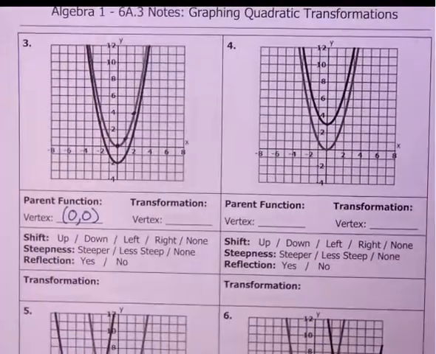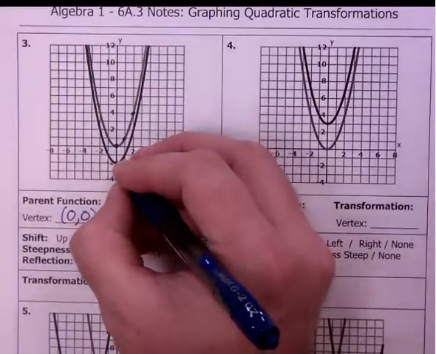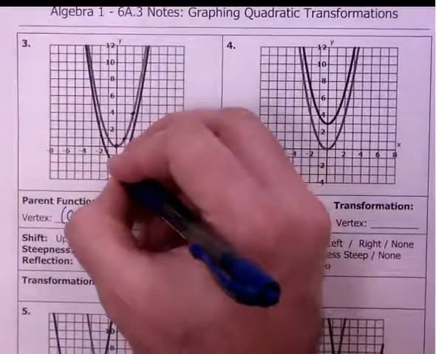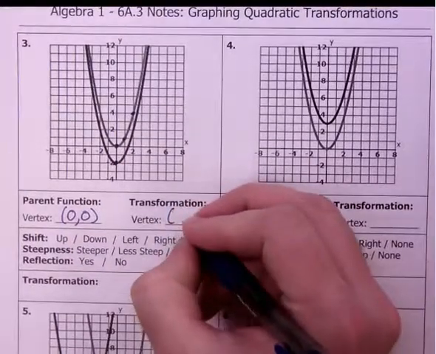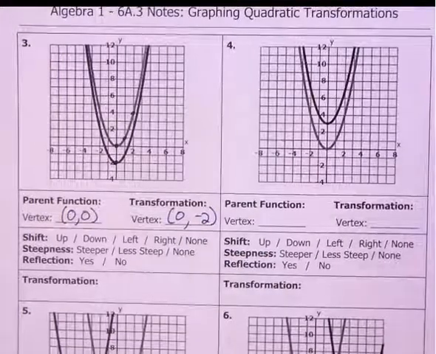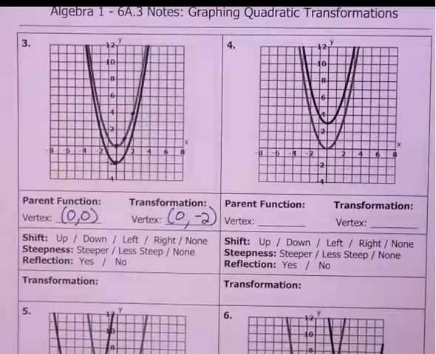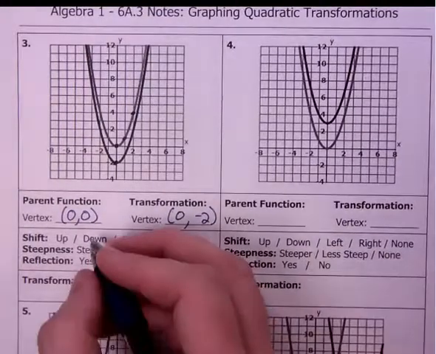Next, what is our new vertex? Well, our new vertex is going to be right there, which is 0, negative 2. Okay? And now we're going to look at the shift. So did we shift up, down, left, right? We shifted down, so we're going to say down.